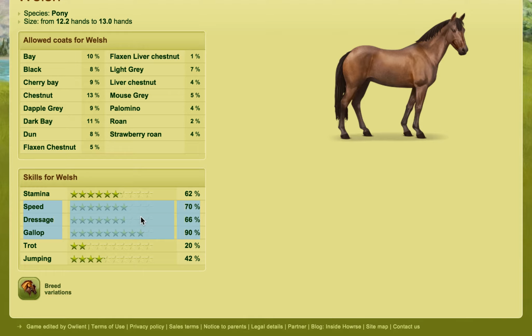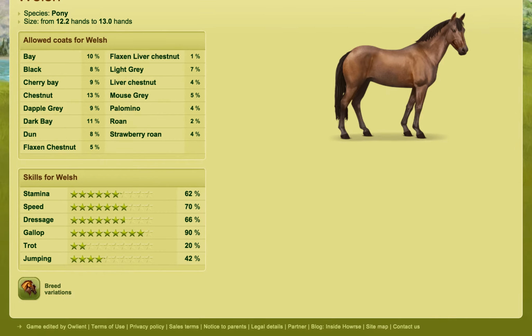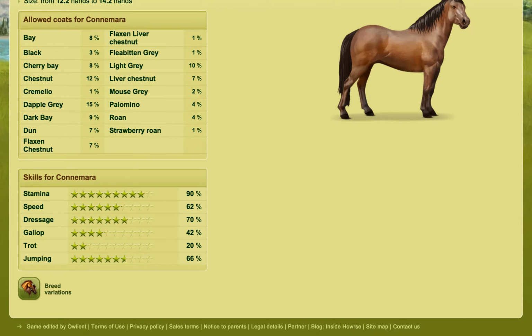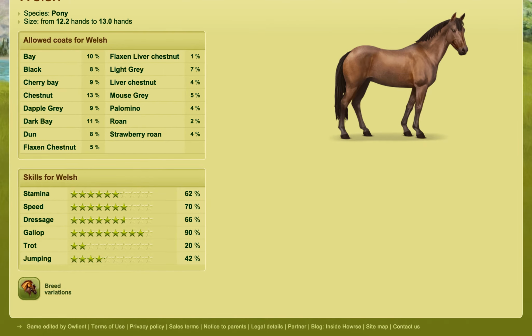So if you're going to go purebred breeding, that is my advice. Pick a horse that is reasonably suitable for the discipline you want it for. There are going to be occasions where there are horses who have better skill sets. Let's just compare and contrast. We've got that Welsh, but I also have a Connemara here, so let's try and open them up beside each other.